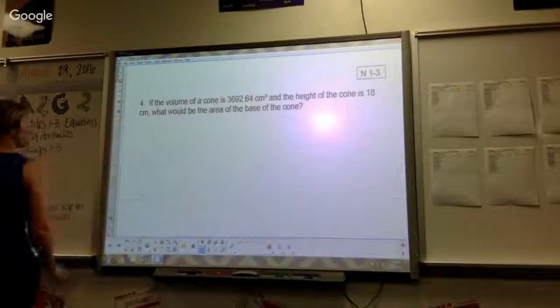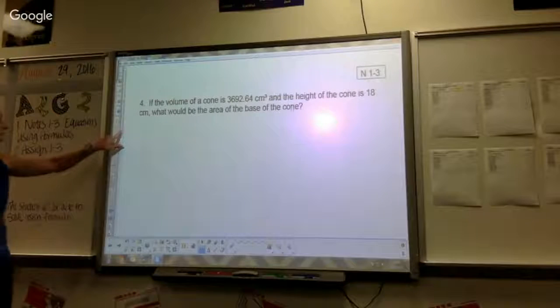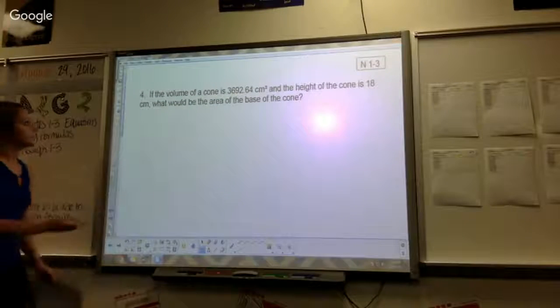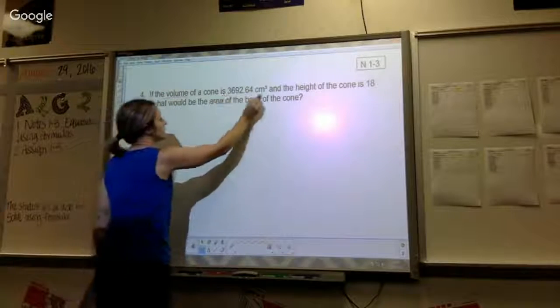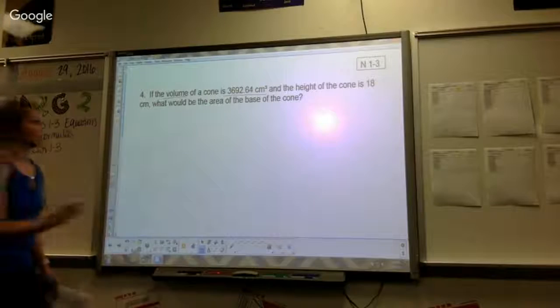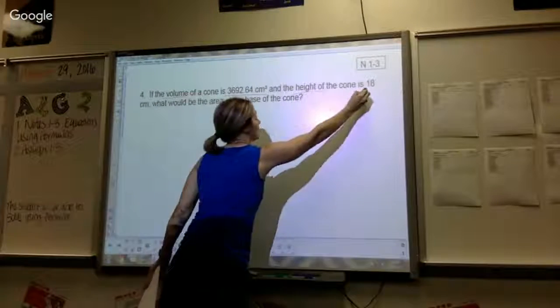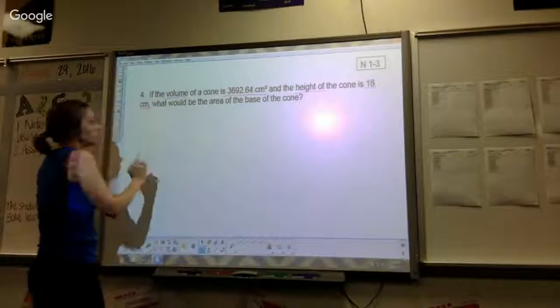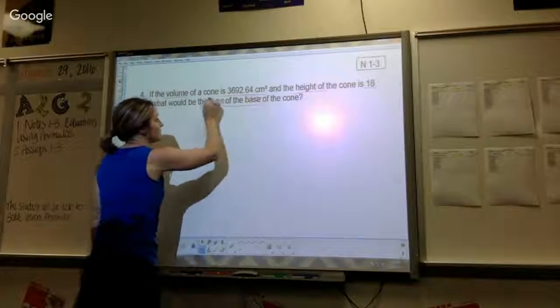Take a look at 4. Says if the volume of a cone is 3,692.64 cubic centimeters and the height of the cone is 18 centimeters, what would be the area of the base of the cone?